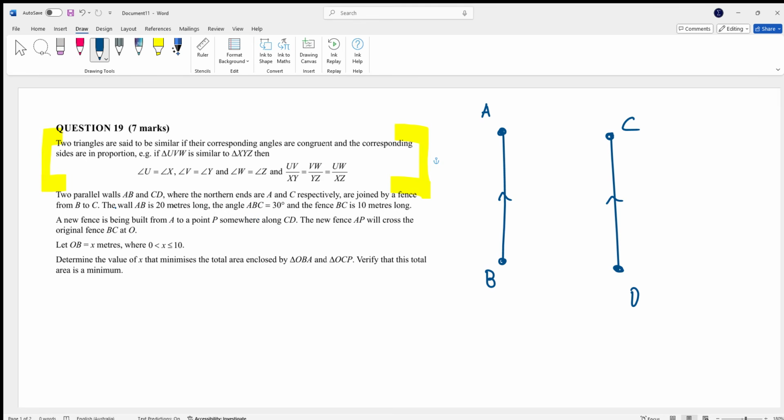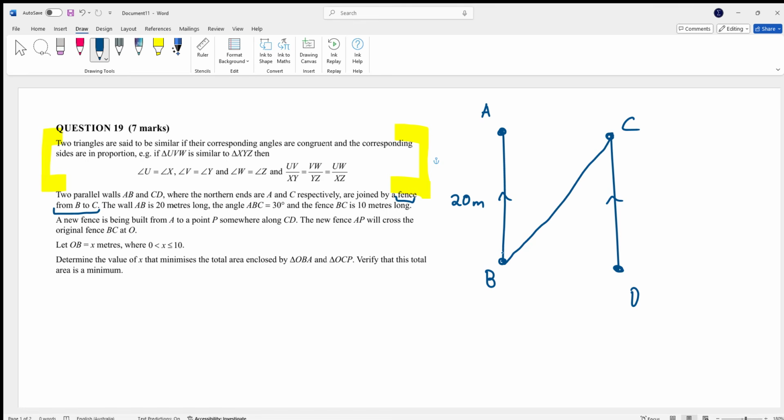The wall AB is 20 meters long. So this wall here is 20 meters. And here the angle ABC. Now here, straight away, they've already established the walls are joined by a fence from B to C. So there's a fence that exists right here. So we can draw a line like that.